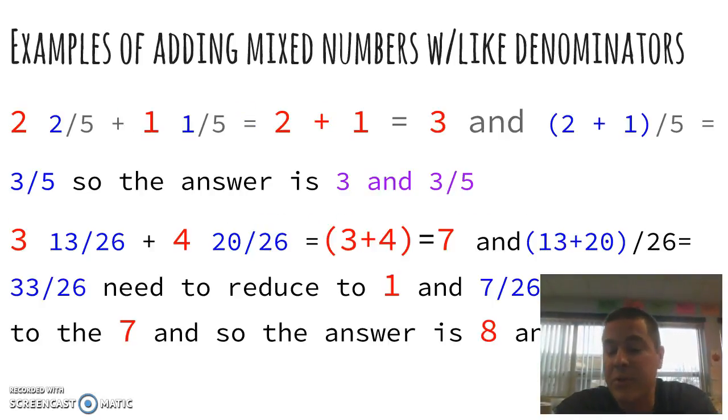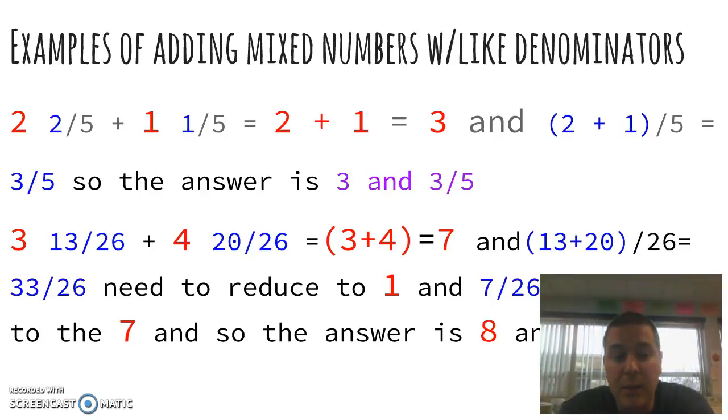Once again, adding mixed numbers with like denominators, no different than the other ones. You've got 2 and 2/5 plus 1 and 1/5. Add the whole numbers together first, 2 plus 1 equals 3. And then you have the blue numbers, 2 plus 1, which are the numerators, which gives you 3 over 5. So combine the whole number and your fraction, and you're going to get 3 and 3/5 as your answer.